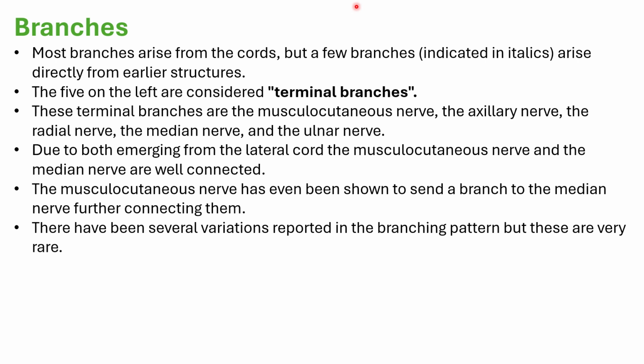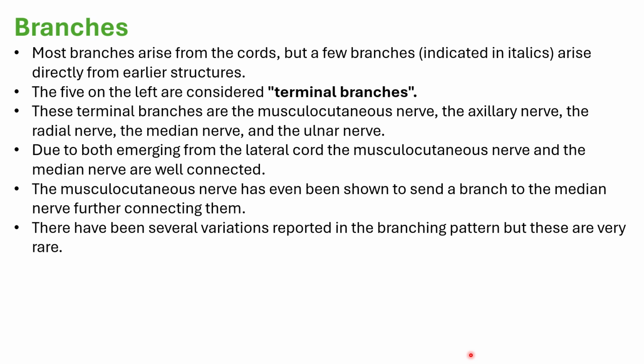Branches. Most branches arise from the cords, but a few branches indicated in italics arise directly from earlier structures. The five on the left are considered terminal branches. These terminal branches are the musculocutaneous nerve, the axillary nerve, the radial nerve, the median nerve, and the ulnar nerve. Due to both emerging from the lateral cord, the musculocutaneous nerve and the median nerve are well connected. The musculocutaneous nerve has even been shown to send a branch to the median nerve, further connecting them, right? There have been several variations reported in the branching pattern, but these are very rare, all right?